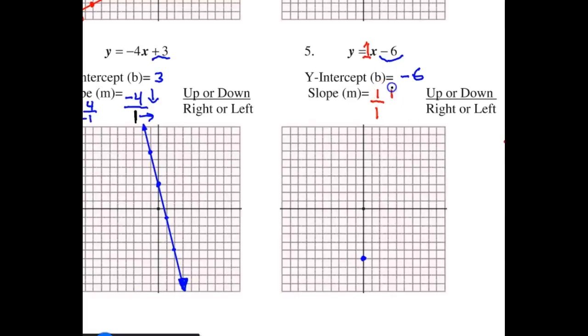So this is going to be up 1, right 1, or down 1, left 1. So those both count. So we go up 1, left 1, which is just the exact diagonal, or down 1, left 1, which just continues the diagonal in the opposite direction.